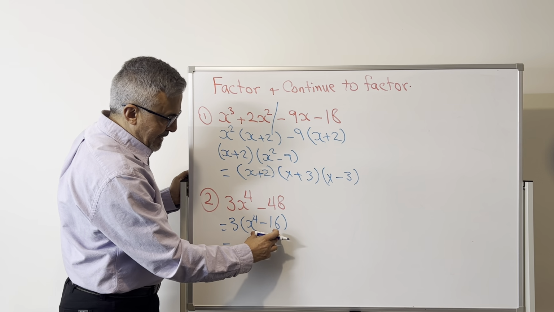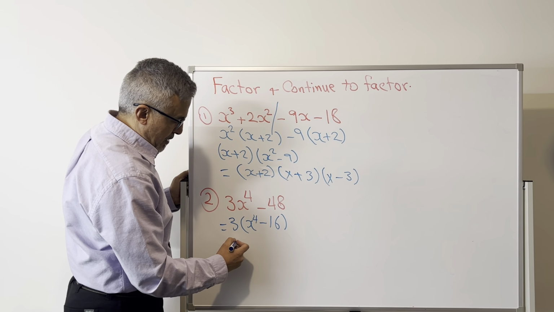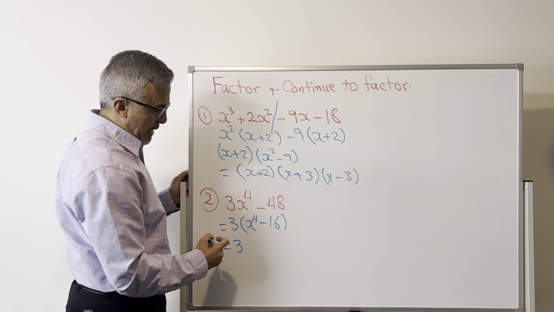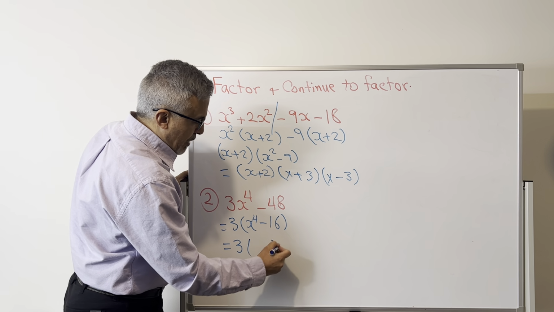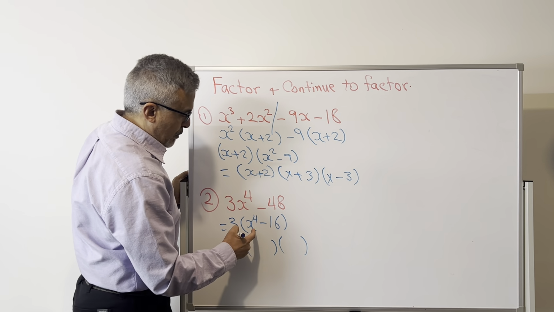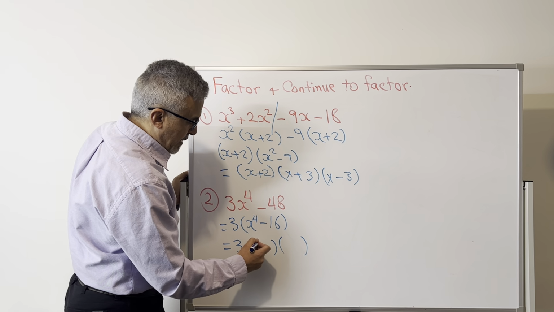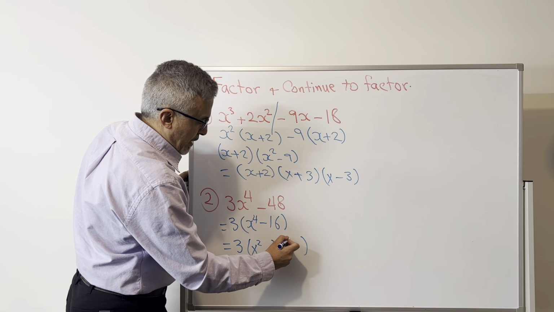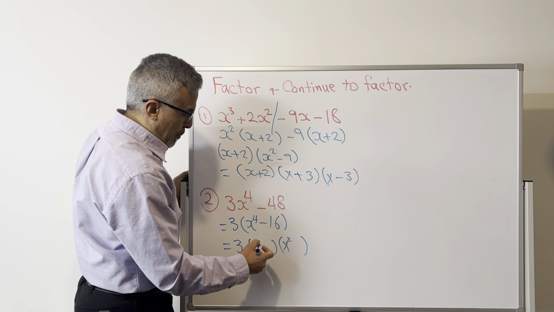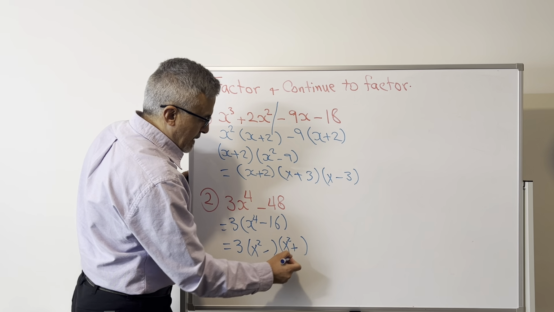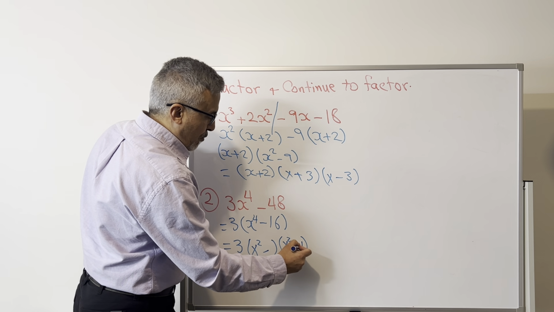Now, this here is the difference of two squares. Of course, you carry the 3, and you open two sets of brackets here. The square root of x to the 4 is x squared, so you write x squared here and here. And then you put a minus and a plus. The square root of 16 is 4.